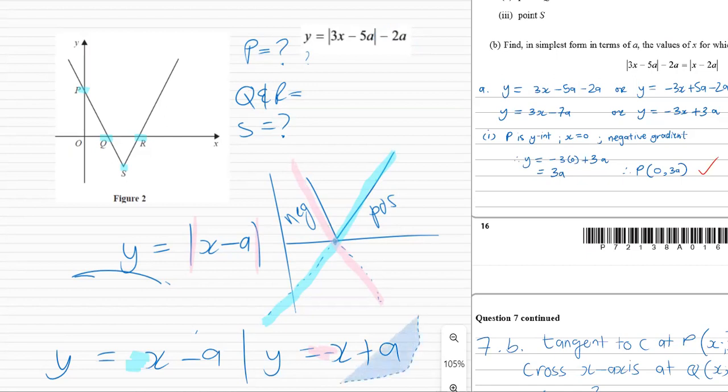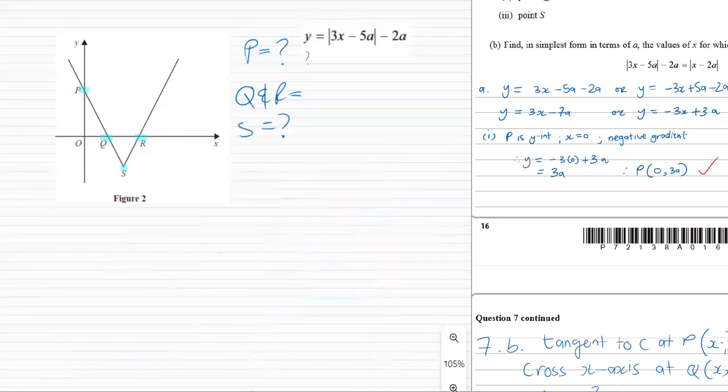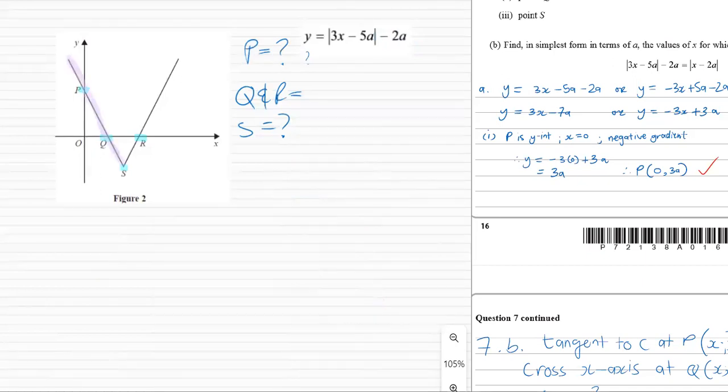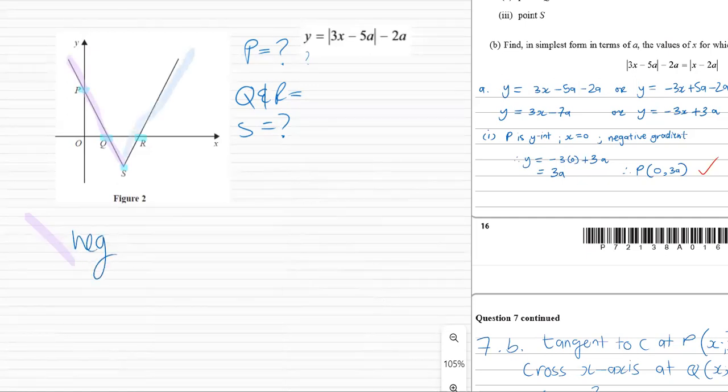In order to answer these questions, the first thing I like to do is figure out which is my negative and which is my positive. If I look at this, you can already see that this one is a line slanted to the left, which means it's a negative gradient. The other side is a line slanted to the right, which means it's a positive gradient. So we know the purple one is the negative gradient and the blue one is the positive gradient.